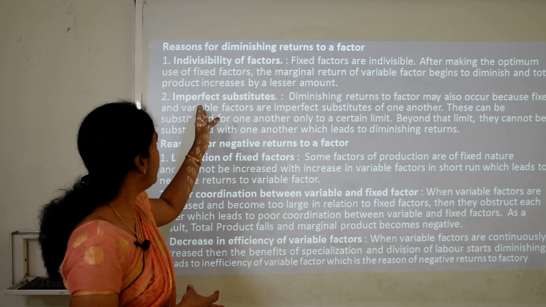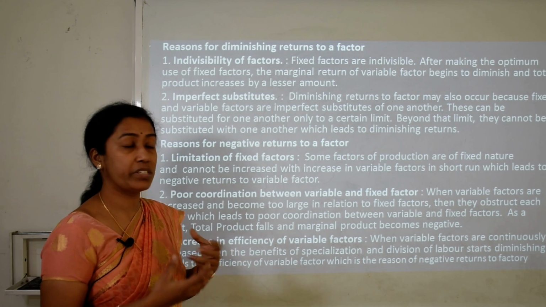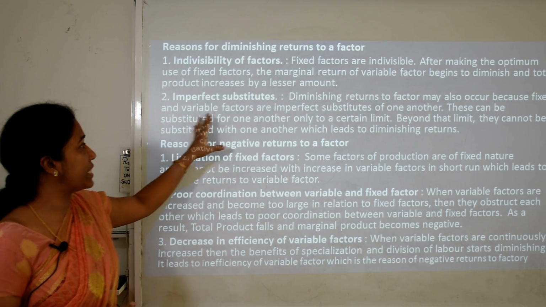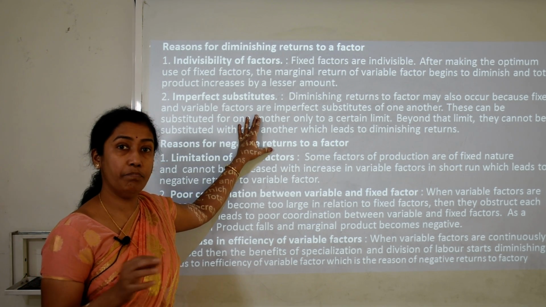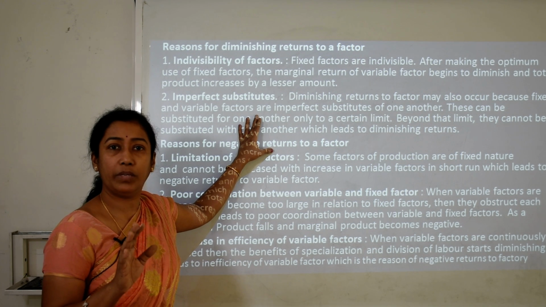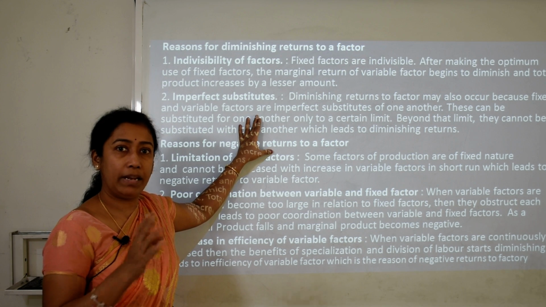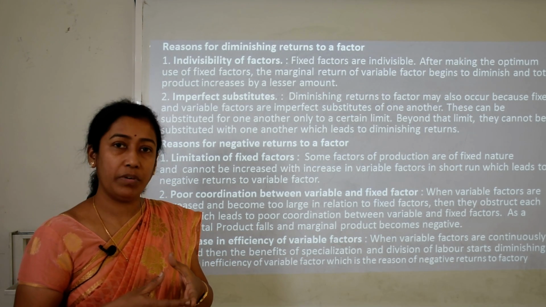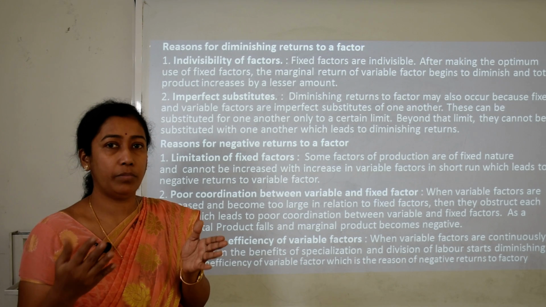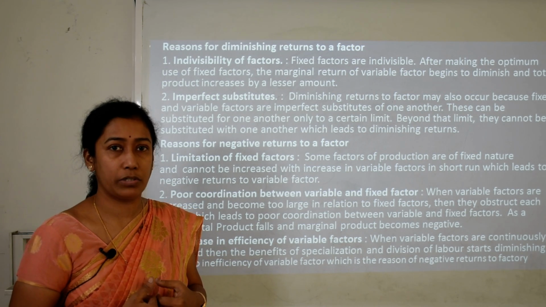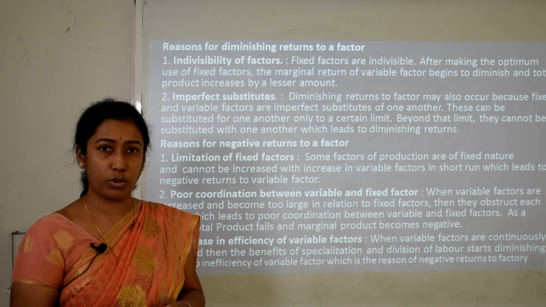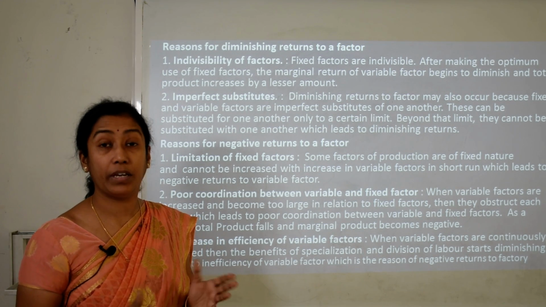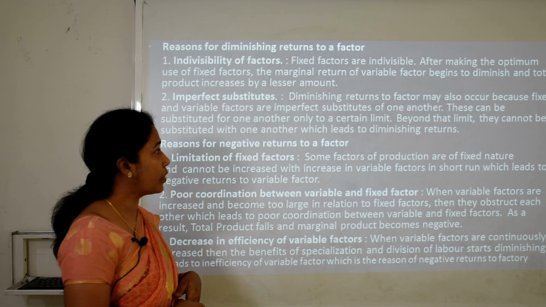Now when we say imperfect, that means the substitutes are imperfect, like diminishing returns to a factor may also occur because fixed and variable factors are imperfect substitutes. That means both cannot be a substitute of each other. Land and labor are both used as complementary goods. Complementary goods means without land, labor is useless, or without labor, land is useless. So we need to combine both of them as complementary goods, but they are not a perfect substitute. So we can call them imperfect substitutes of one another.